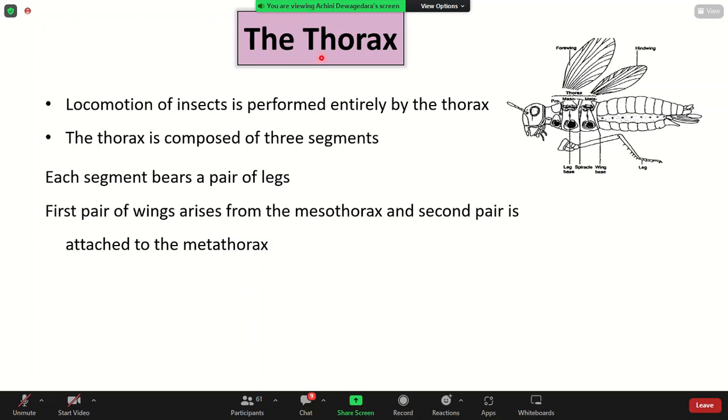Okay, so locomotion of insects is performed entirely by the thorax, right? When we talk about the thorax, the thorax also has three segments: prothorax, mesothorax, and metathorax. I hope you can see.